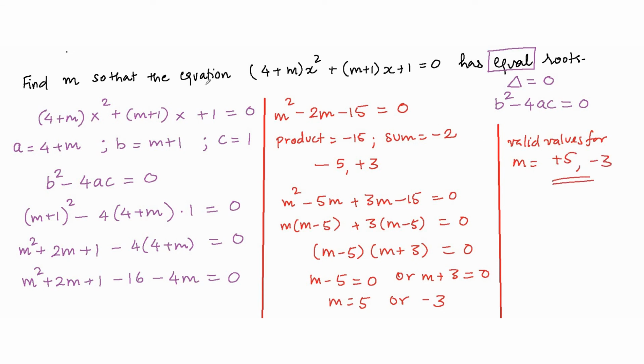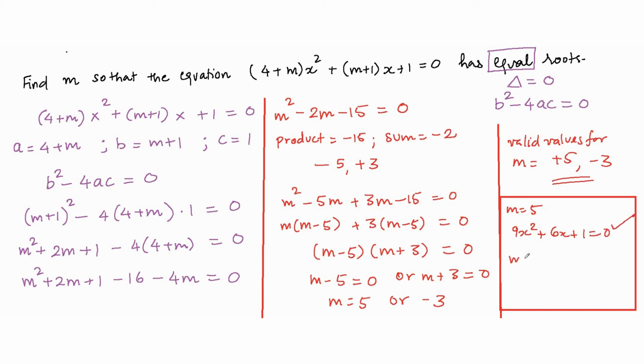So let me again pause for a minute. I can quickly check whether my answer is right or not. Let me substitute m as 5. When m is 5, this becomes 9x square plus 6x plus 1 equal to 0. So yes, this is a quadratic equation. And if m is equal to minus 3, then x square minus 2x plus 1 equal to 0, and this is also a quadratic equation. So the result definitely matches. So I'm going to pause for a minute before I move on to the next question.